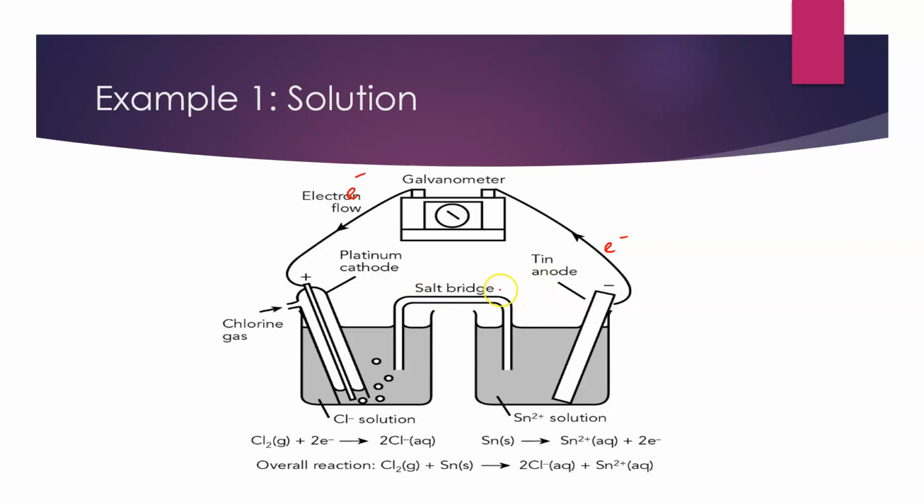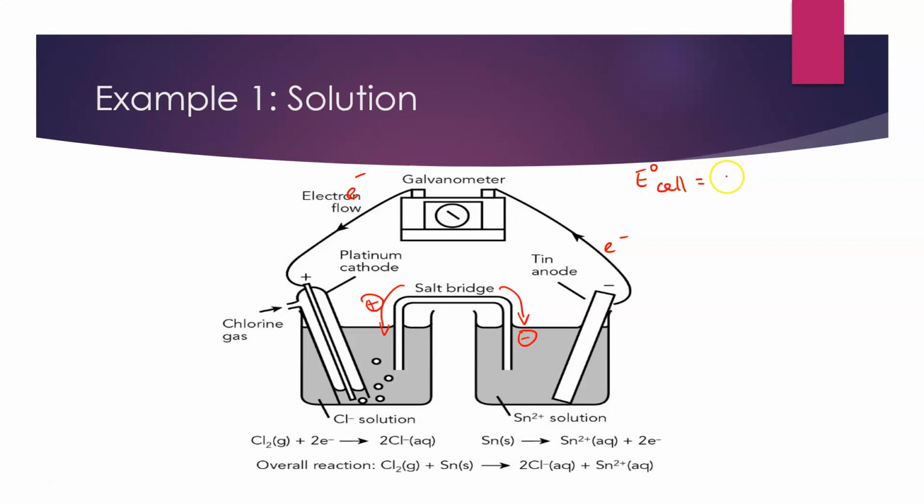Remembering ions from the salt bridge, the anions will go from the salt bridge to the anode, and the cations will go from the salt bridge to the cathode. The overall reaction is going to be Cl2 plus Sn solid goes to 2Cl- and Sn2+. And it also asked us to find the E0 of the cell.